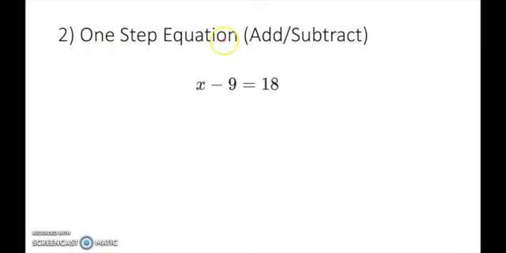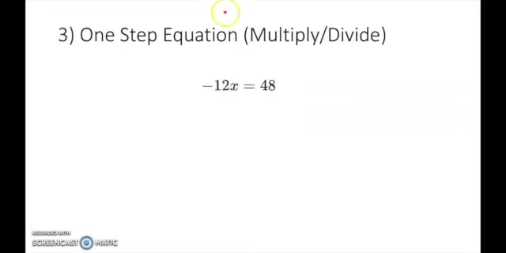This next one-step equation is similar to the first one. How is this negative 9 attached to the x? Well, it looks like it's by subtraction. What's the opposite of subtraction? That's right, it's addition. We're going to add 9 to both sides of the equation, leaving us with x on the left side is equal to, what is 18 plus 9? That's right, it's 27.